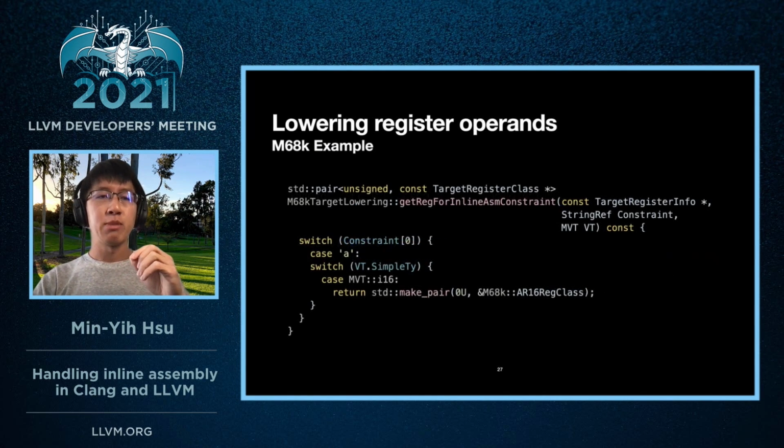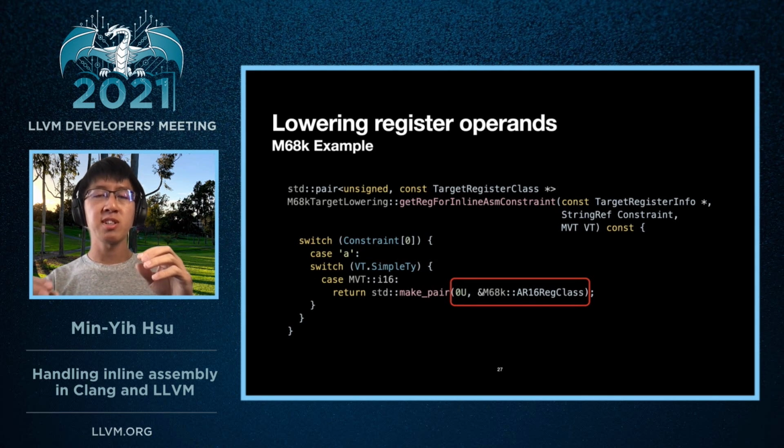Let's look at an example in M68K. Recall that the A constraint string represents an address register. But here, we don't care which address register you pick. So we put 0 as the first element and put the AR16 reg class as the second element. AR16 reg class means the register class for address registers. The reason we use AR16, 16-bit, is that from one of the function arguments here, VT, we can note that the type of this operand is a 16-bit integer.